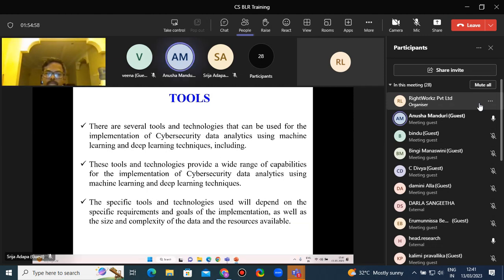Tools. These are several tools and technologies that can be used for the implementation of cybersecurity data analytics using ML and DL techniques. These tools provide a wide range of capabilities for the implementation of cybersecurity data analytics using machine learning and deep learning techniques. The specific tools and technologies used will depend on the specific requirements and goals of the implementation, as well as the size and complexity of the data and resources available. Next slide.